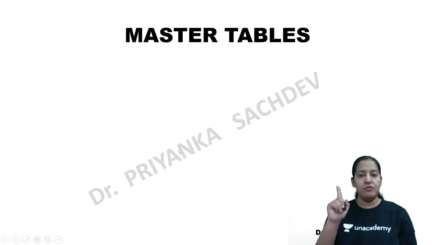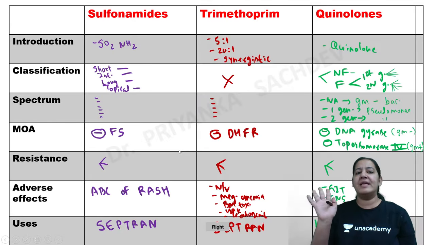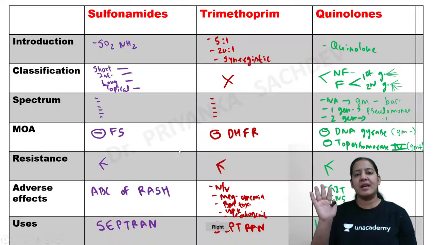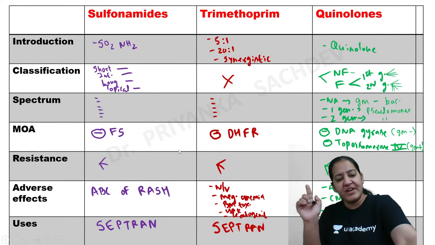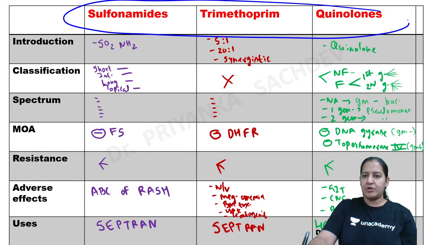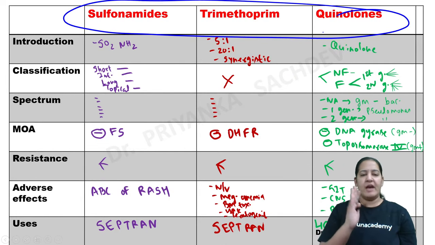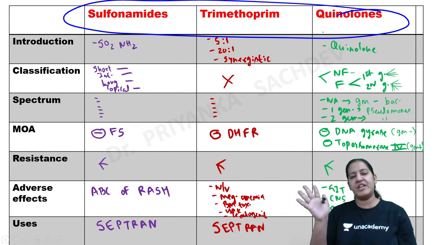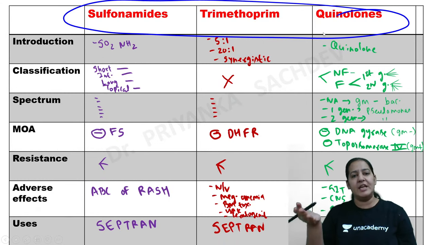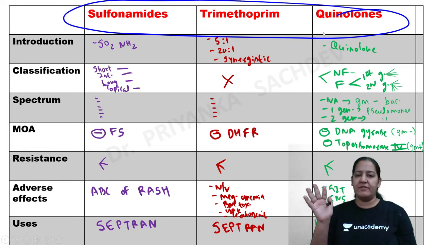Till now, in session 1 and session 2, episode 1 and episode 2, we have already made these master tables. I always ask students to make these master tables with me, in which we study the drugs in a comparative manner. In the first session, we made this table between sulfonamide, trimethoprim and quinolones, in which we did a comparative analysis of the three types of antibiotics. All these are nucleic acid synthesis inhibitors. And I guess everyone is aware of this table.